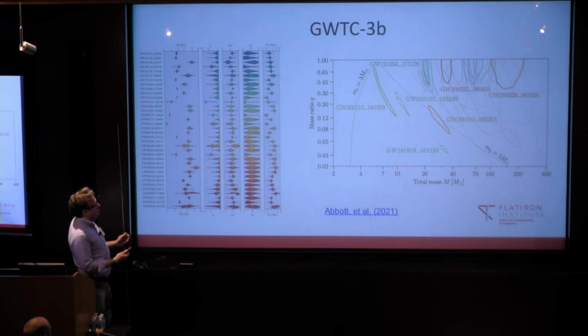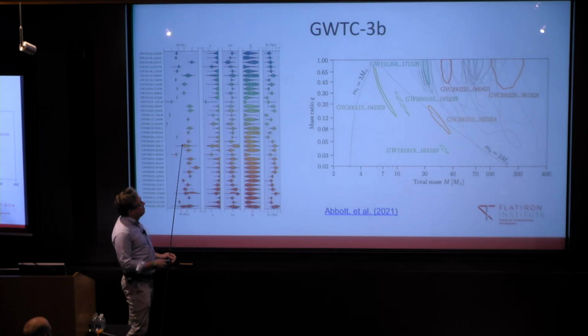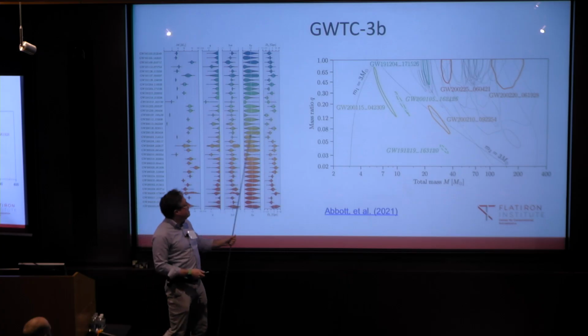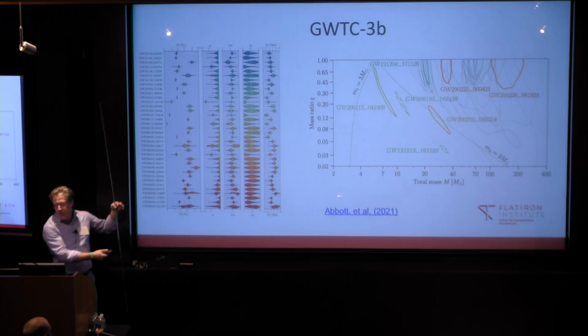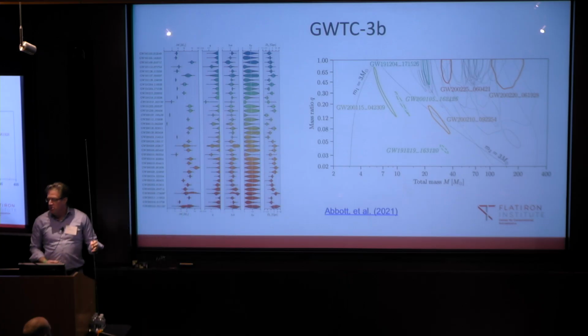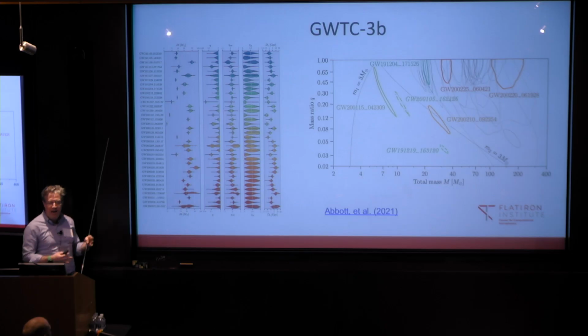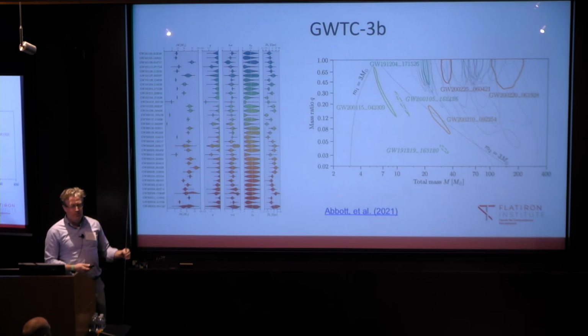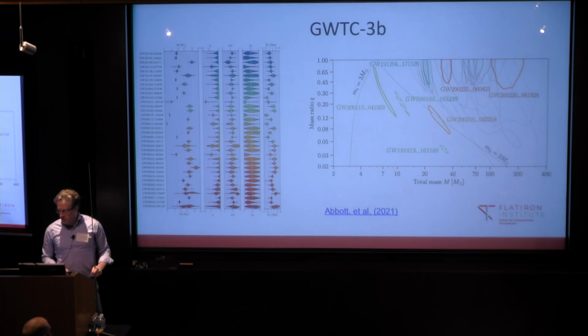The final public gravitational wave catalog is GWTC3. I don't know why there's a B there. I should get rid of that. Which is another 40 sources from the second half of our third observing run. So in total, we have about 80 mergers now. Those are mostly binary black holes, a handful of binary neutron stars, and some NSBHs.